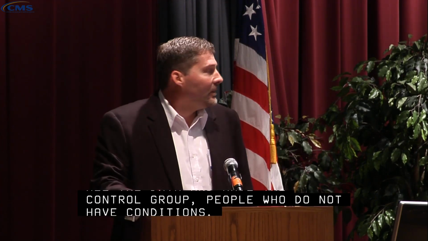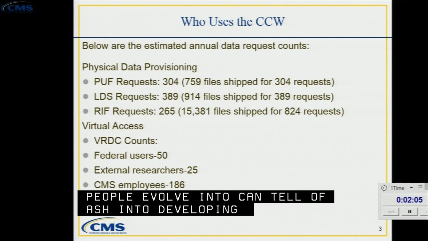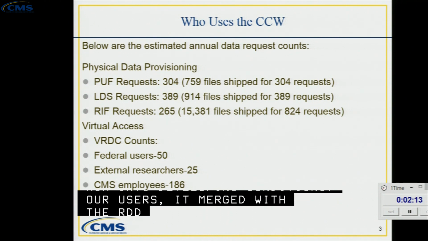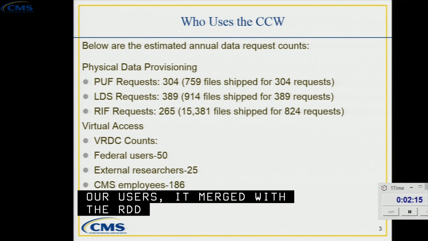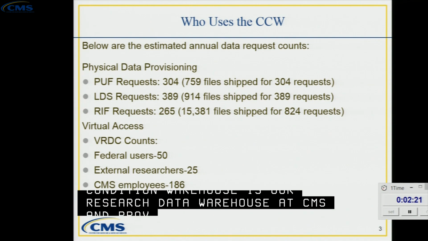So our users, right now, in 2010 the chronic condition warehouse also merged with what used to be called the Research Data Distribution Center, the RDDC. And so the Chronic Condition Data Warehouse is our research data warehouse at CMS, and it provides all data to anybody who requests data from a research organization or basically anybody externally from CMS.